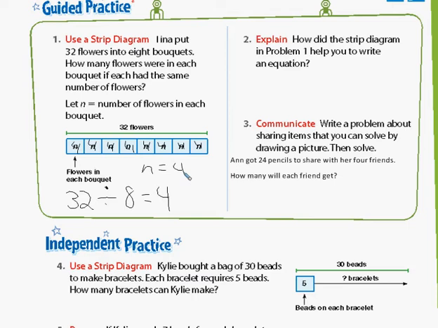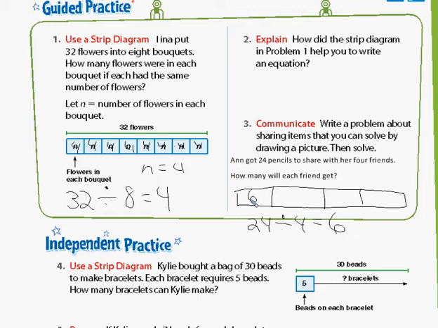My problem is Anne got 24 pencils to share with her 4 friends. How many will each friend get? And we draw a strip diagram. I'm going to separate it into 4 equal parts, so we're going to represent each friend. And our equation is going to be 24 divided by 4. We know 4 times 6 is 24, so 6 is going to be our answer. That means each friend is going to get 6 pencils.